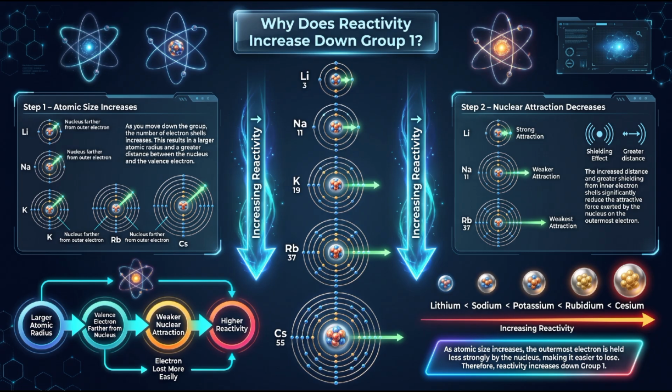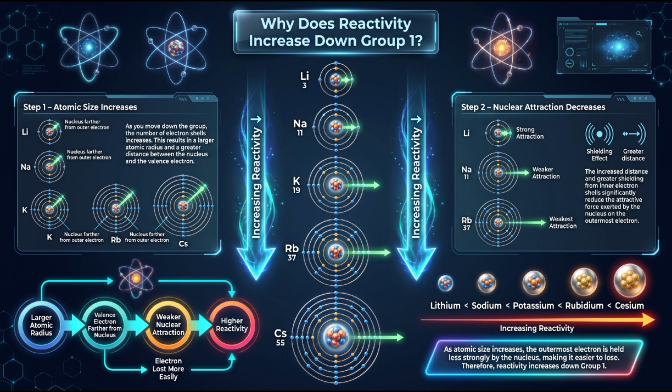The energy required to remove this electron is called the first ionization energy. One of the important periodic trends is that the first ionization energy decreases down Group 1. Lower ionization energy means that less energy is needed to remove the valence electron. Because losing one electron is the first step in almost every chemical reaction involving alkali metals, a lower ionization energy directly leads to greater chemical reactivity. In other words, the easier it is to remove the electron, the faster and more vigorously the atom reacts.